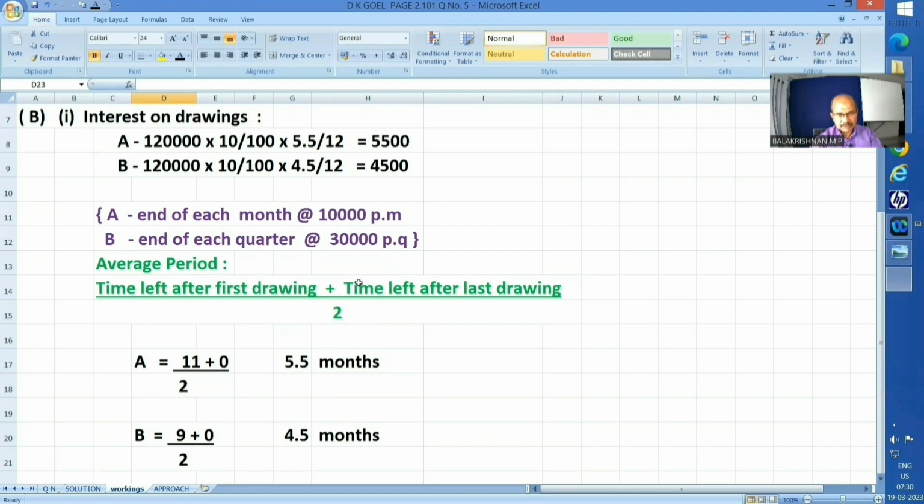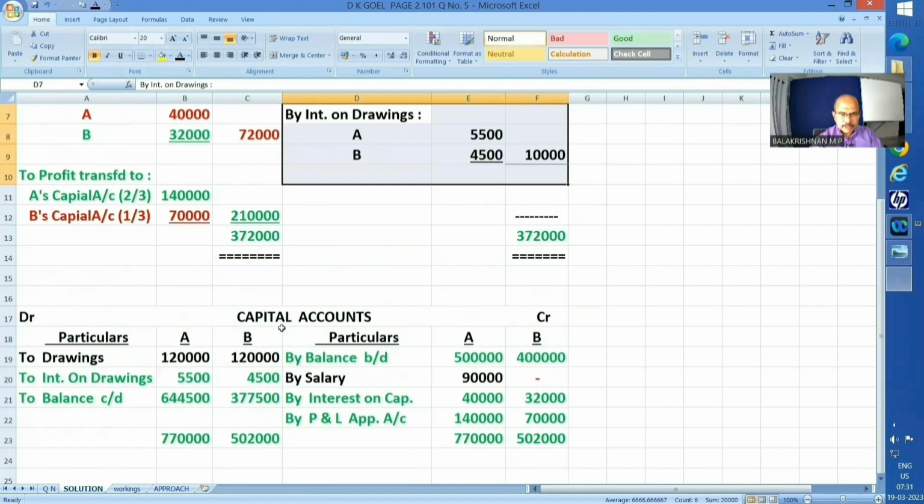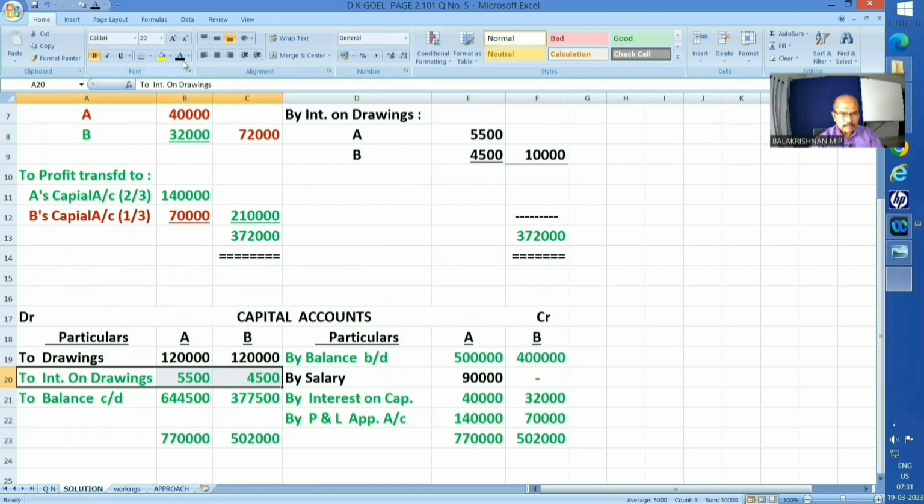Okay? Right. So if you work out interest on drawings, in respect of A it will be 5,500 and B 4,500. Let us show it here. Right? Correspondingly, you can show it in the capital account also. Interest on drawings, no objection. Okay. Matter is over.